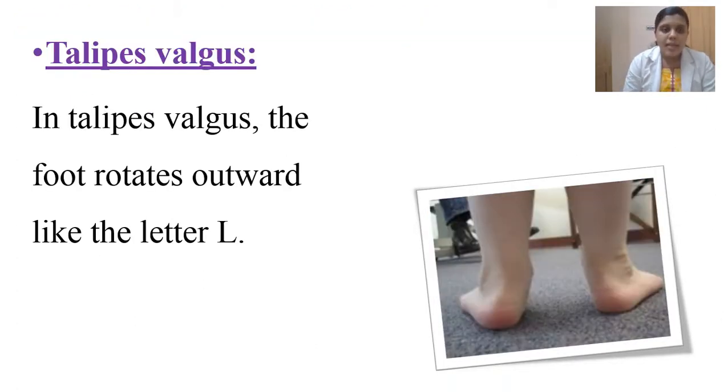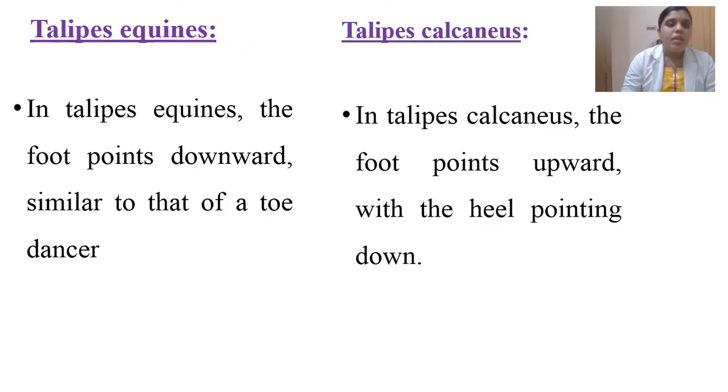The next one is Talipes valgus. Here the foot rotates outward, like the English letter L, as you can see in the image. Understand? The third one is Talipes equinus. Here the foot points downward, similar to a toe dancer, the way the Sufis dance. In Talipes calcaneus, the foot points upward and the heel points downward. So these are the four classifications. I hope you got an idea regarding this.